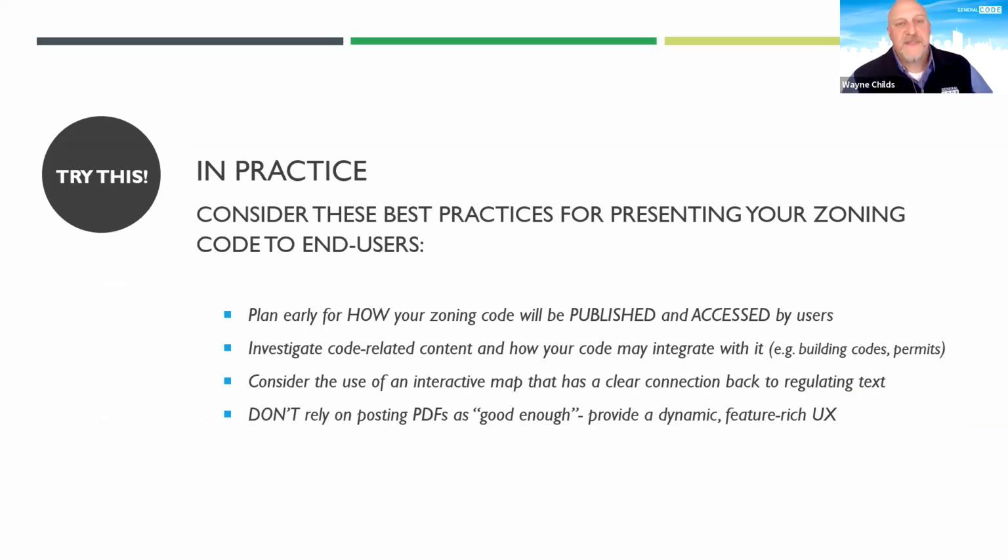Sure. Considering the best practices for presenting your zoning code to the end users, plan early on how the zoning code is going to be published and accessed. Be sure you're talking to your clerk, your city secretary, whoever deals with, whether you use a codifier or you host your ordinances on your municipal website, whoever's responsible for putting that zoning code out there for the public to use. Make sure you talk to them well in advance. If you've included things like illustrations or graphics that could affect the publishing process, have conversations early and often, and discuss budget.